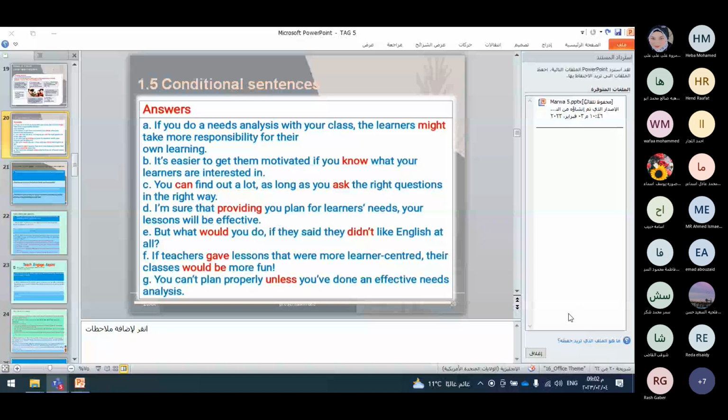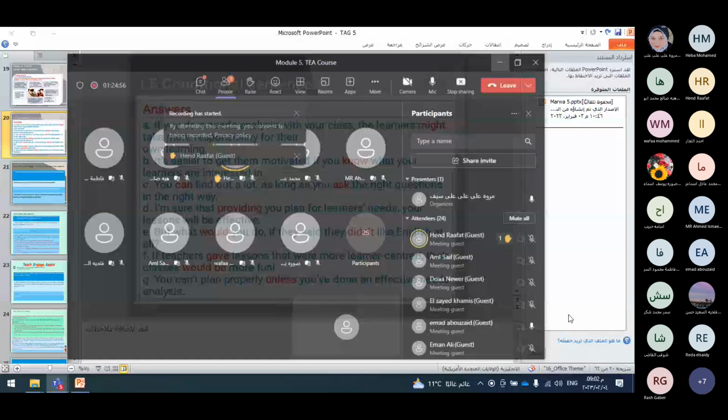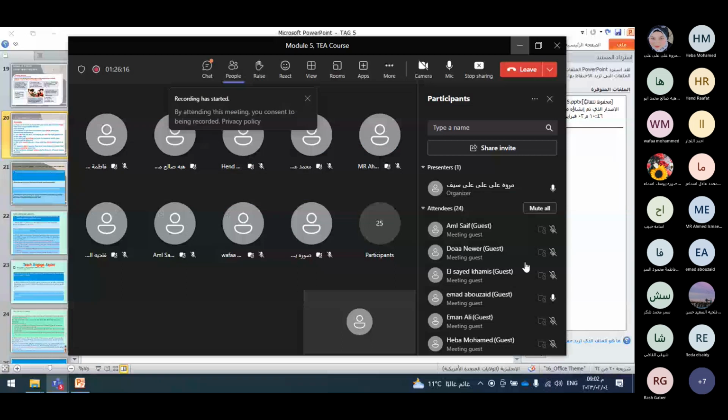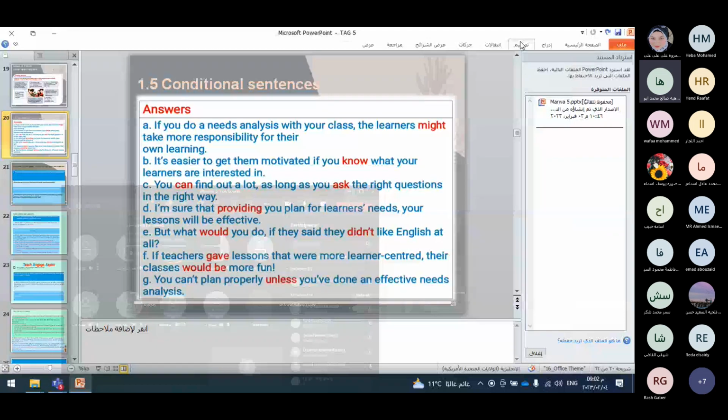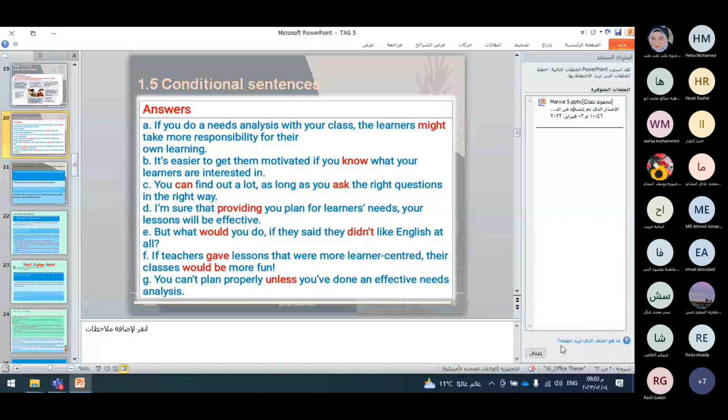Not everybody has to speak. Miss Hind, again, please lower your hand. We need another participant. Yes, Miss Marwa, go ahead. I think sentence number A, D and G. Great. Yes, true, correct answer. Look here. A, D, and G.